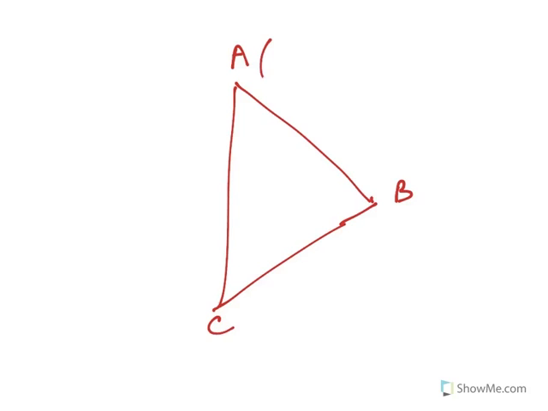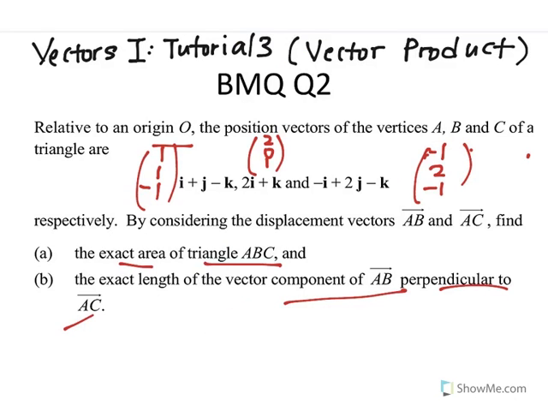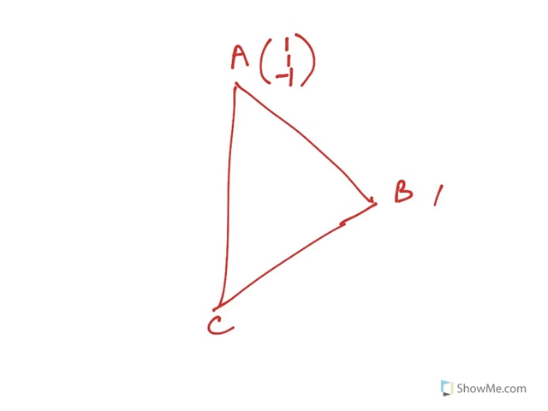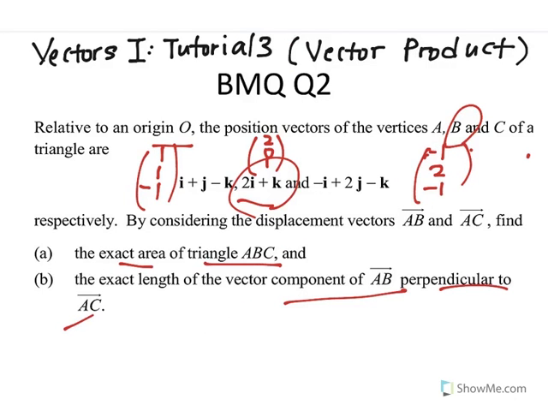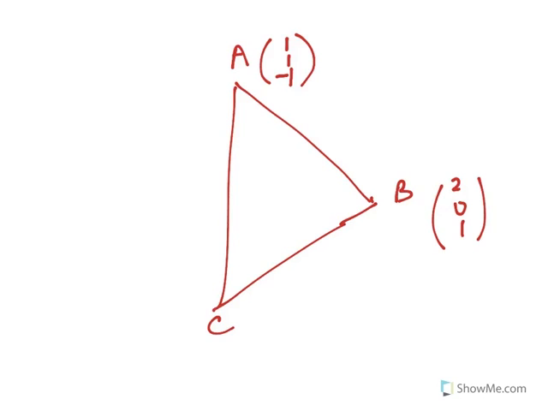A, as you know, is the vector (1, 1, -1). Then B is (2, 0, 1), and C is (-1, 2, -1). We want to find the area of triangle ABC, so let's just take any two vectors with the tails together. If you were to point head to tail, that's also okay, because you can watch my other video, you'll know that whether it's tail to tail or head to tail doesn't matter.